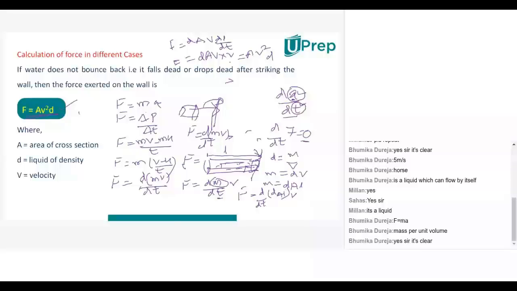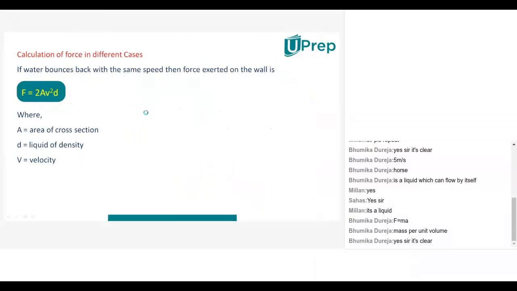Okay. Right. So AV square D and 2AV square D, you have to remember these two equations. Okay. Now, let us see one more slide here. If water rebounds with a velocity V1 instead of V, then the force exerted on the wall is?